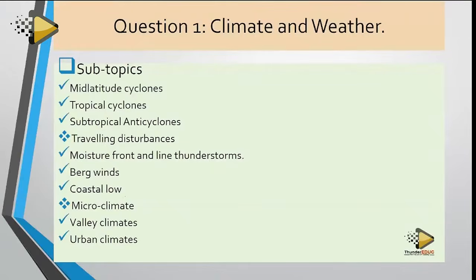There are subtopics for question one, which is climate and weather: mid-latitude cyclones, tropical cyclones, subtropical anticyclones, and traveling disturbances, where you are looking at the moisture front and line thunderstorm. You're also looking at berg winds and coastal lows. Then you look at microclimate, which is the climate that affects smaller areas, such as the climate in a valley and the climate that affects urban and rural areas, which is urban climates.